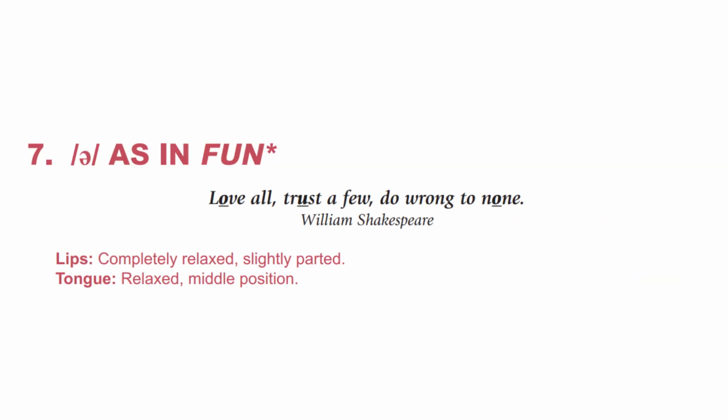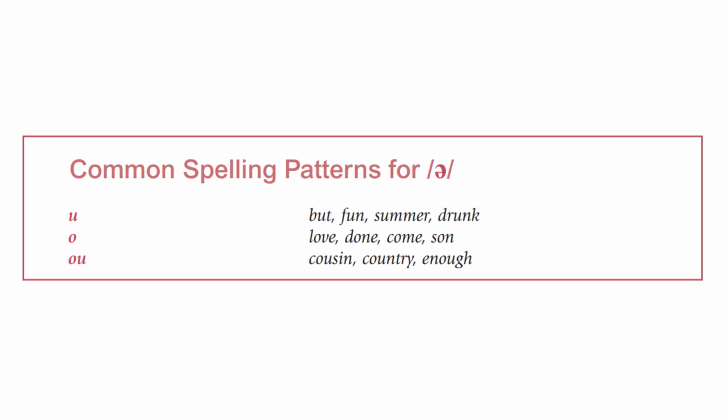Uh, as in fun. For the uh sound, the lips are completely relaxed and just slightly parted. The tongue is also very relaxed and in the middle position. The common spelling patterns for this sound are the letter U, as in but, fun, summer, drunk. The letter O, as in love, done, come, sun. The letters OU, as in cousin, country, and enough.